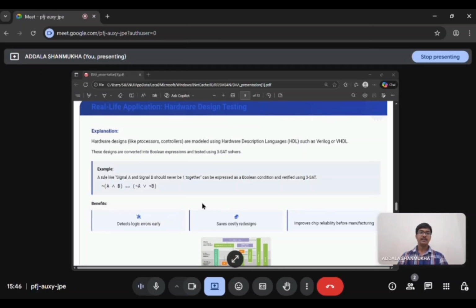The solver checks if this rule is ever broken. If a breaking case exists, the solver finds it and shows an error. If not, the design satisfies that rule. This helps to catch logic errors early, save redesign cost and improve reliability before manufacturing.